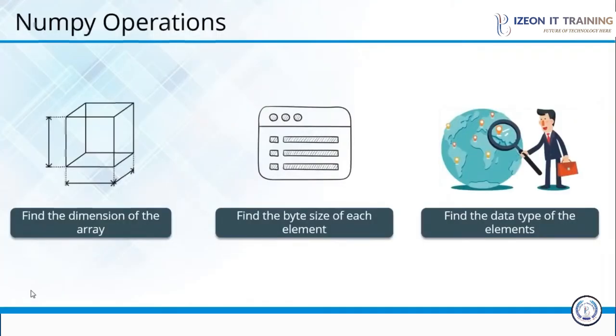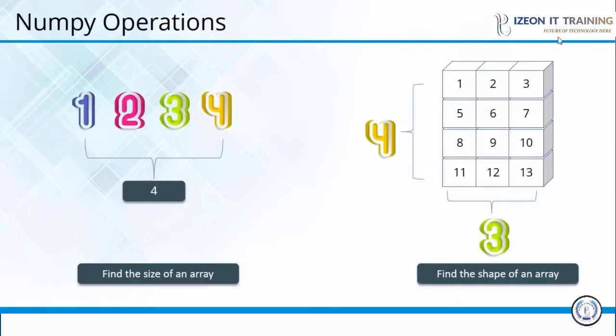Now let us move forward and see what other operations you can perform with the numpy module. By using a numpy array, you can find the size of your array. How you can do that I'll show you practically. You don't need to worry about that. When I say size of the array, that means the total number of elements present in the array. So if this is an array, the total number of elements becomes 4: 1, 2, 3, and 4.